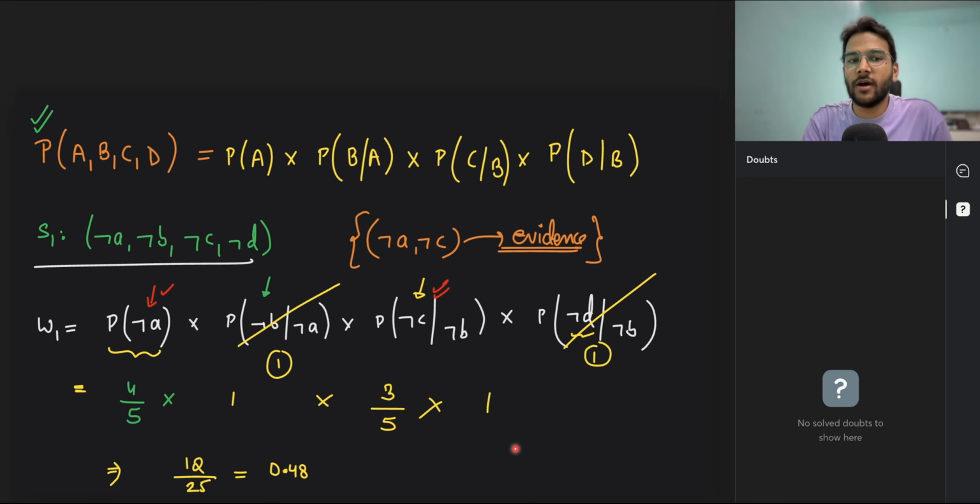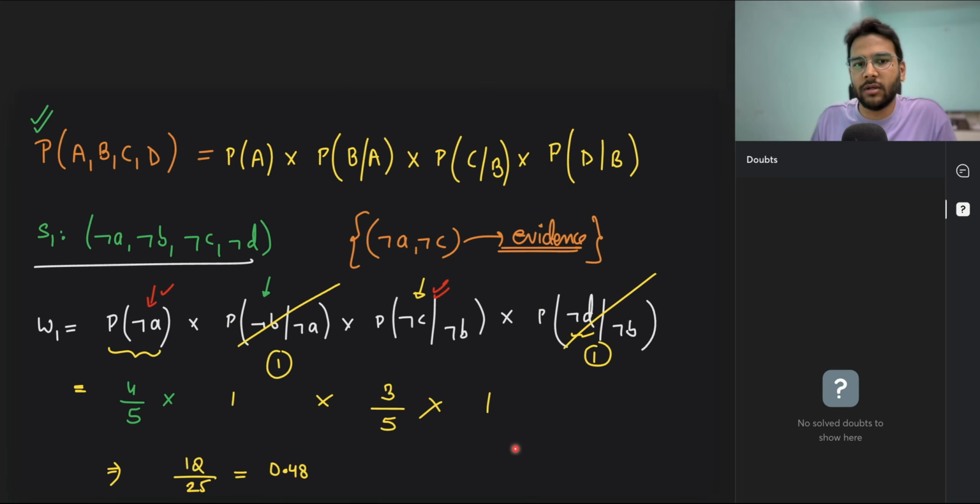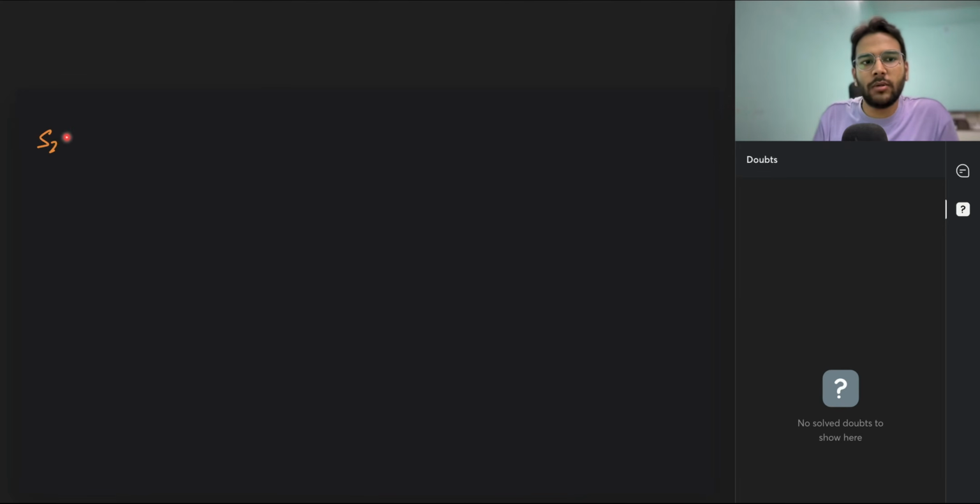Okay. So this is the weight for the first sample. The same thing we have to do for every one of the 4 samples. And then we have to estimate this thing. Okay. So let's do it quickly. So it's B here and not of C, not of A, not of D. Okay, let me add one slide here. So sample 2 is what? Sample 2 is not of A, B, not of C, not of D.